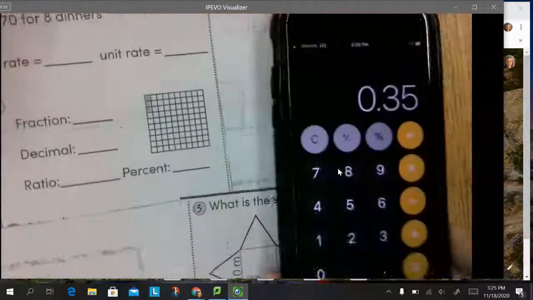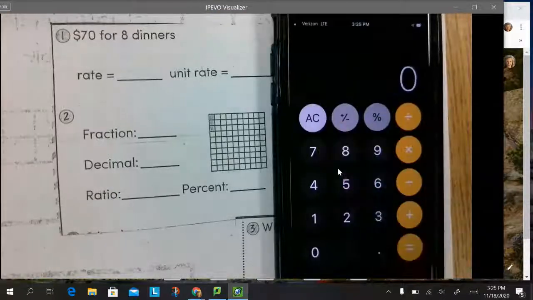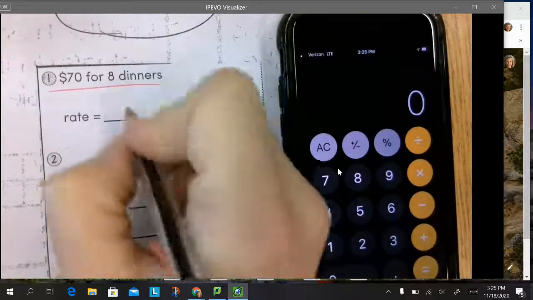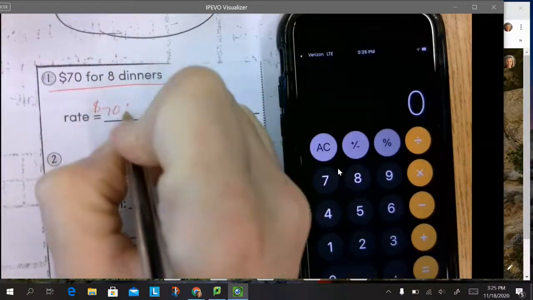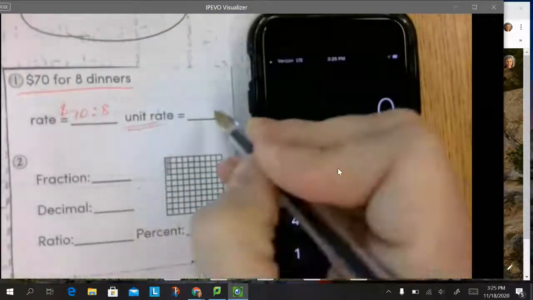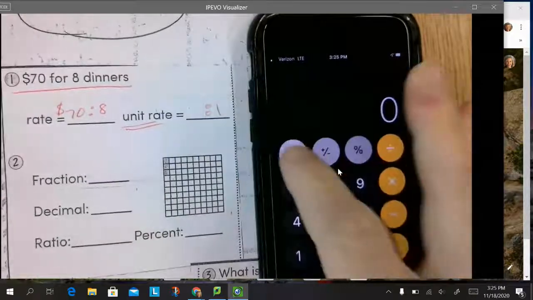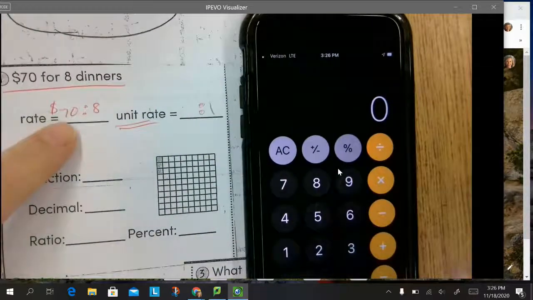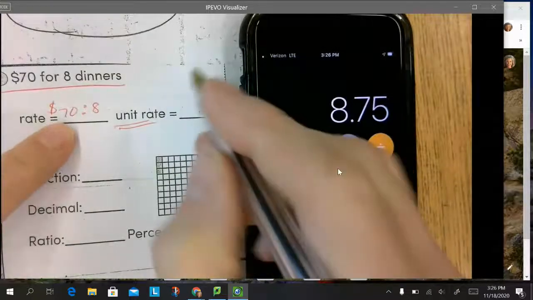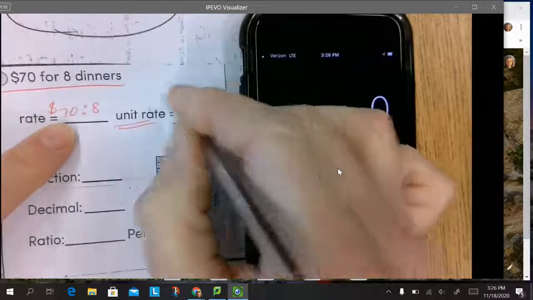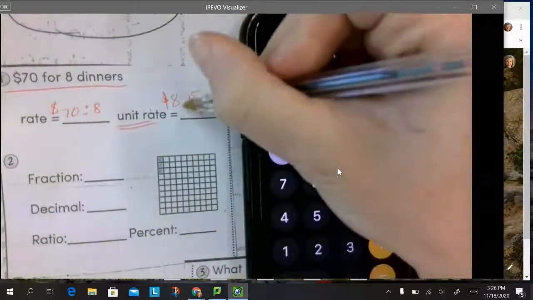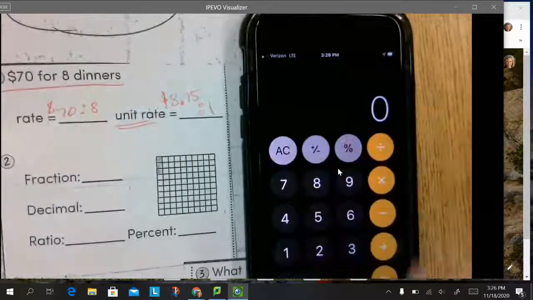Friday. All right, here we go. $70 for 8 dinners. All right, that's a fair price. The rate is just what it is, 70 to 8 dinners. Okay, the unit rate's something different, something special. It has to go to 1. So you want to start with your money. 70 divided by 8 equals 8.75, or $8.75 for 1 meal. Okay? That's not bad. I'd pay that for dinner if it was good.